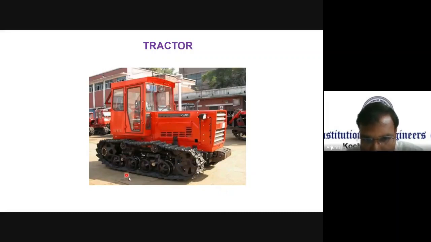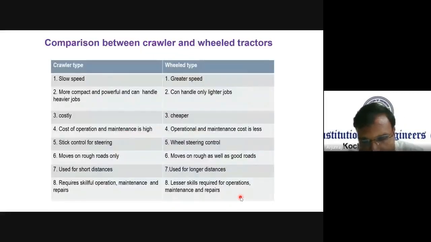This is the tractor having a chain application, the crawler type. The wheel type I have not shown, but I will show in some of the videos. Here we have the comparison between a crawler type and a wheel type. As I said, the crawler type is not beyond 20 km per hour, and the wheel type can be used for a higher speed, even exceeding 50 km per hour.